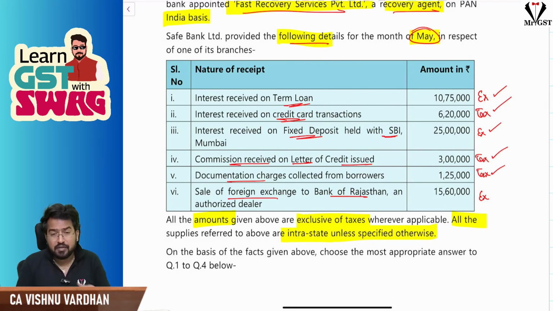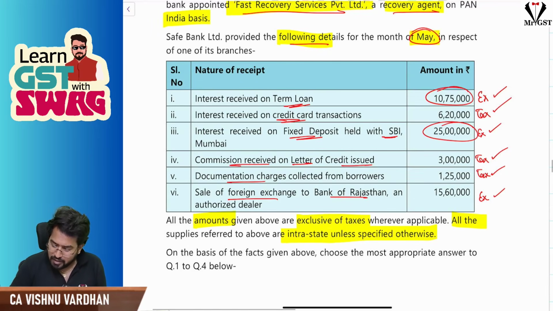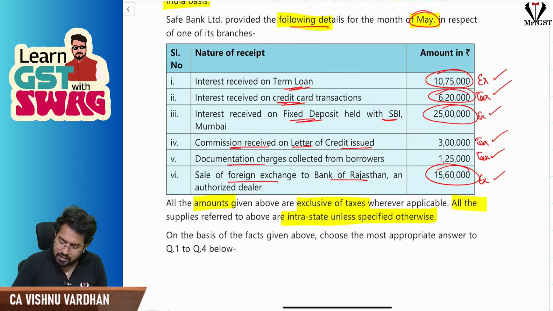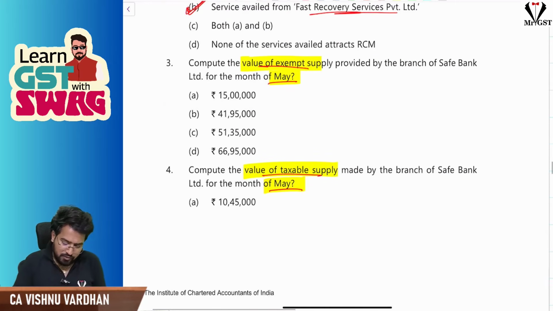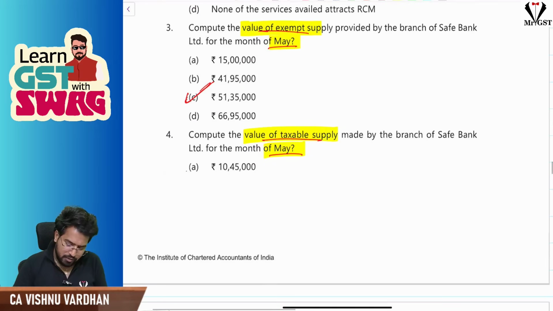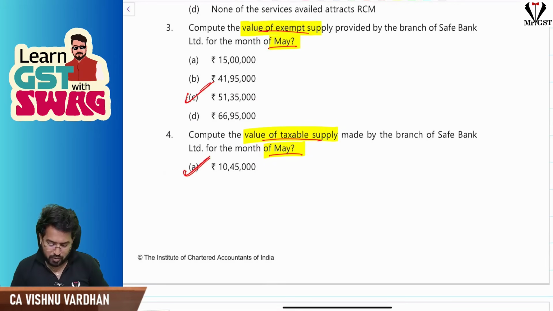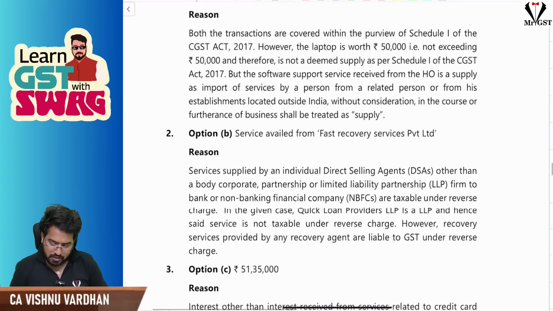Sale of foreign currency amongst banks and forex dealers, if you remember, sale or purchase of foreign currency is exempt under GST. Okay. So if you see, the exempt values 10 lakh 75, 25 lakh and 15 lakh 60. I have already added here 51 lakh 35,000, and taxable values 6 lakh 20, 3 lakh and 1 lakh 25,000. If you add that, 6 lakh 20, 3 lakh, 9 lakh 20, 10 lakh 45,000 will be the answer. So here 51 lakh 35,000 and 10 lakh 45,000 are the answers. Okay, with this we are done with this particular case study also.